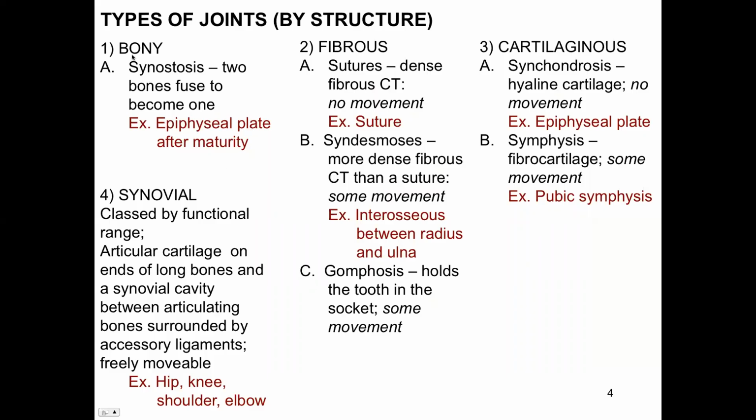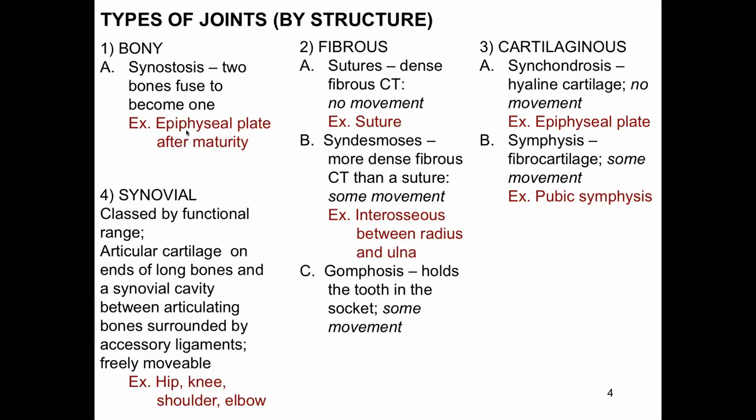So when you're talking about their structural classes, all right? We have bony, fibrous, cartilaginous, and synovial. In bony, and there's another term for bony, just to make this even more confusing, synostosis, all right? This is when bones become fused into one, right? So you have to start off with 2 bones and they get fused into one. And one of the examples is the epiphyseal plate.